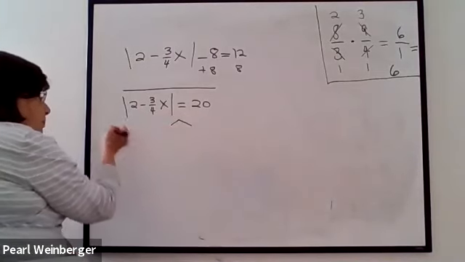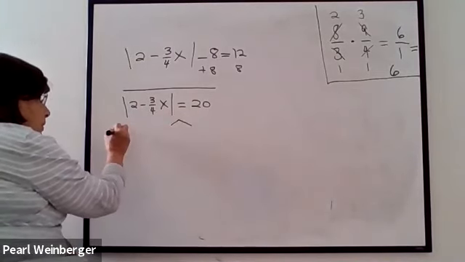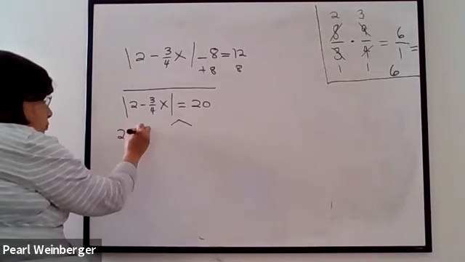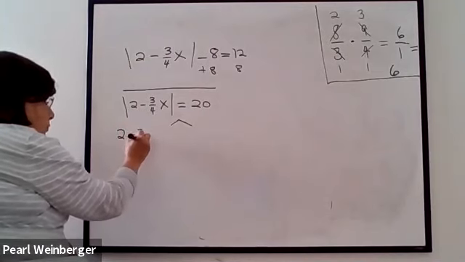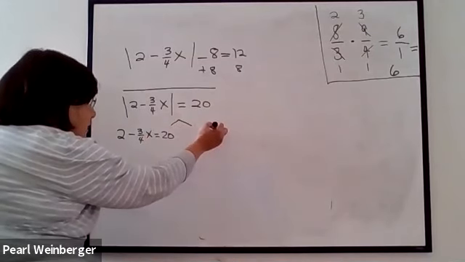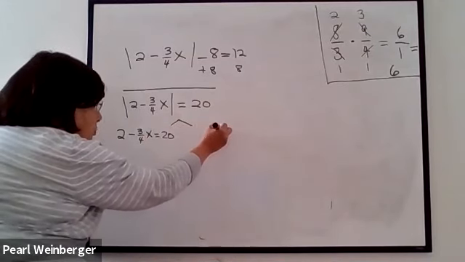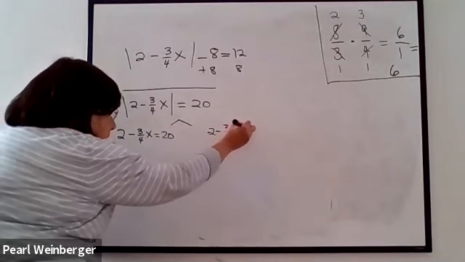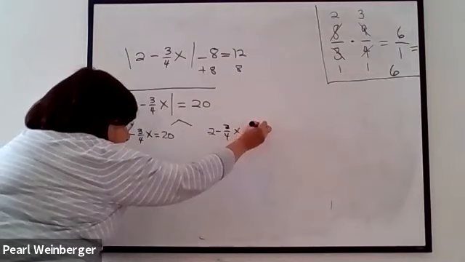which is to write my two different equations. It's 2 minus 3/4 x equals 20 is one equation. And my second equation is 2 minus 3/4 x equals -20.